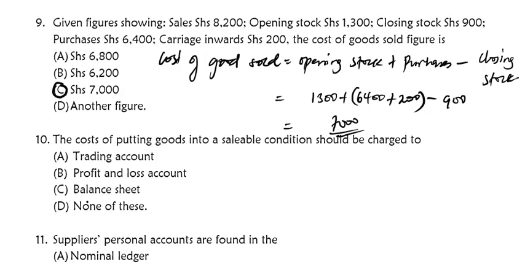The cost of putting goods into a sellable condition should be charged to: trading account, profit and loss account, balance sheet, none of these. The cost of putting goods into a sellable condition should be charged to the trading account. Why? Of course, the trading account shows a gross profit or loss from buying and selling goods. So, since the cost of putting goods into a sellable condition is directly related to the buying and selling of goods, those costs will be charged to the trading account.